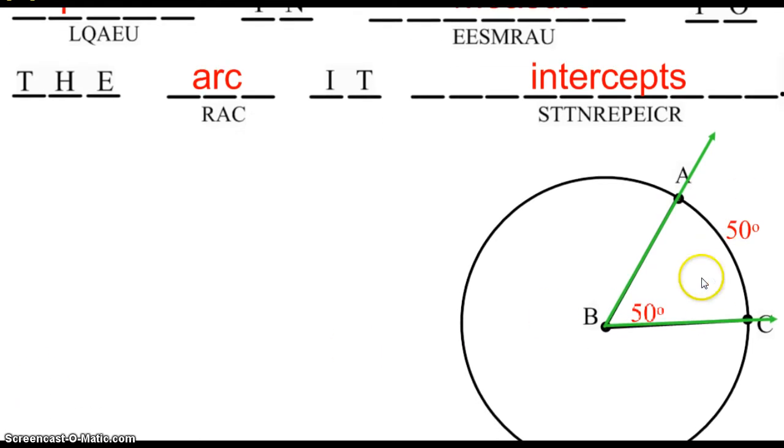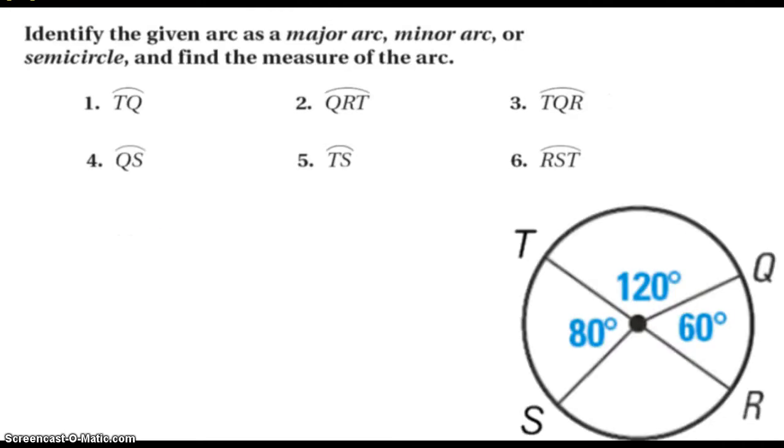Central angle is the same. So if it's in the center, it's going to be the same as the arc. So I'd like you to take a second. You should be able to do this on your own at this point, but I'll give you the answers in a second. First thing you need to do is say whether it's a major, minor, or a semicircle. And then once you decide that, you need to find the measure of the arc. So it'd probably be best if you pause the video and try this on your own.